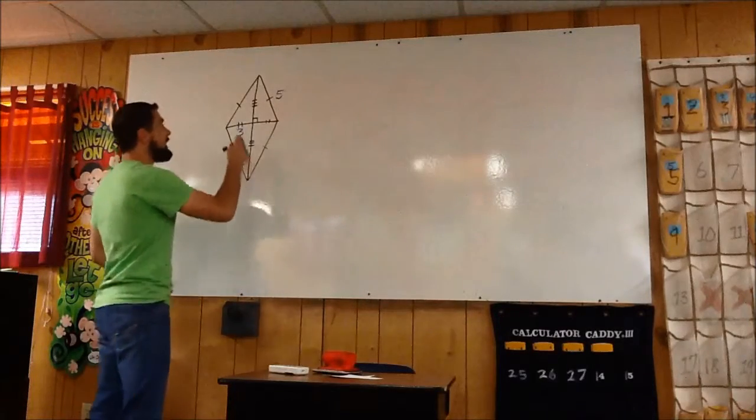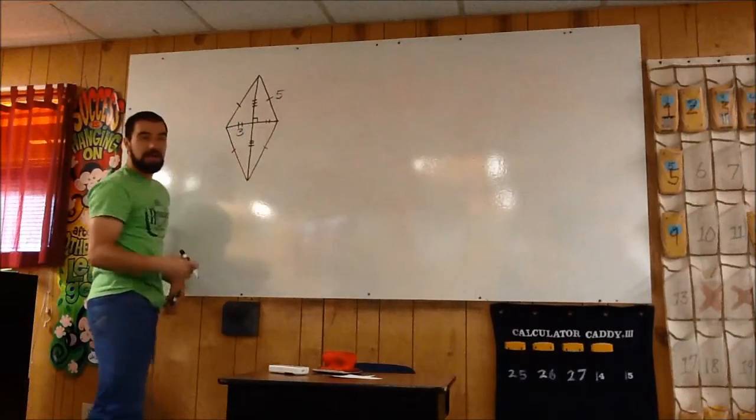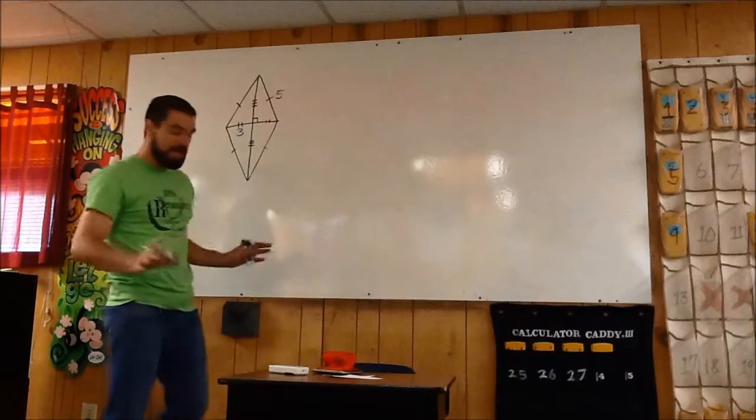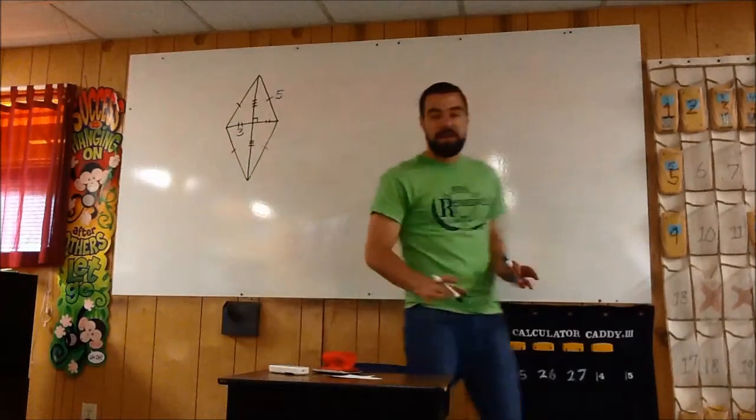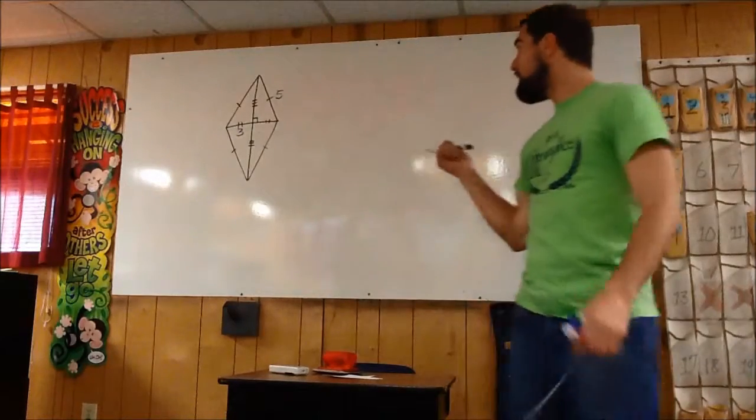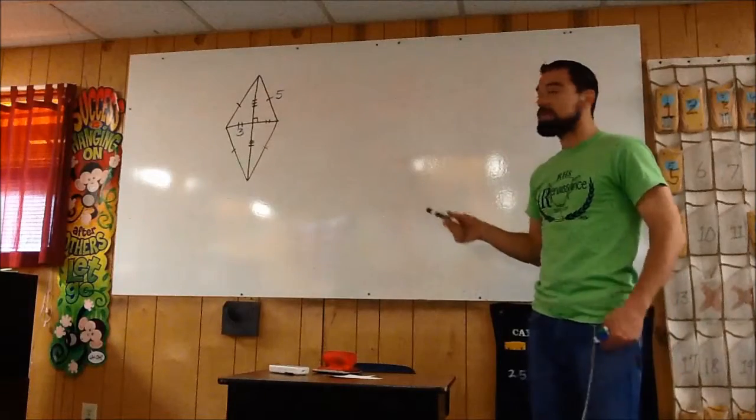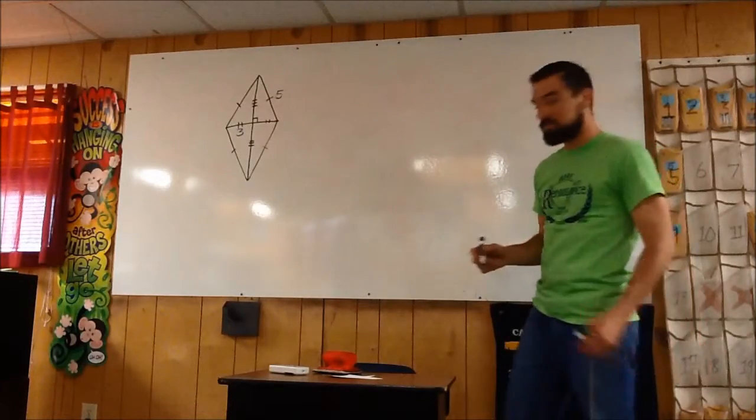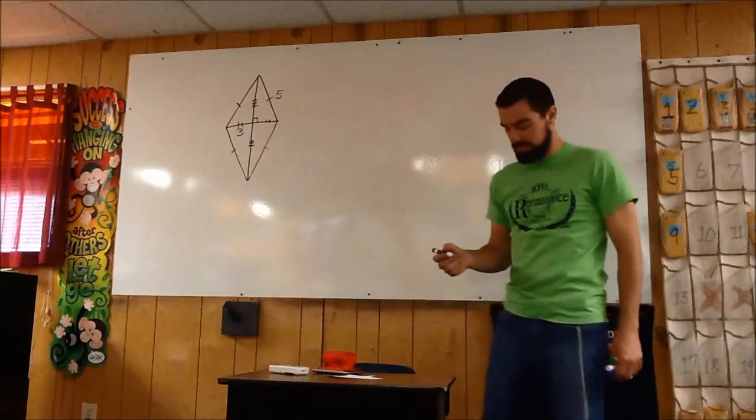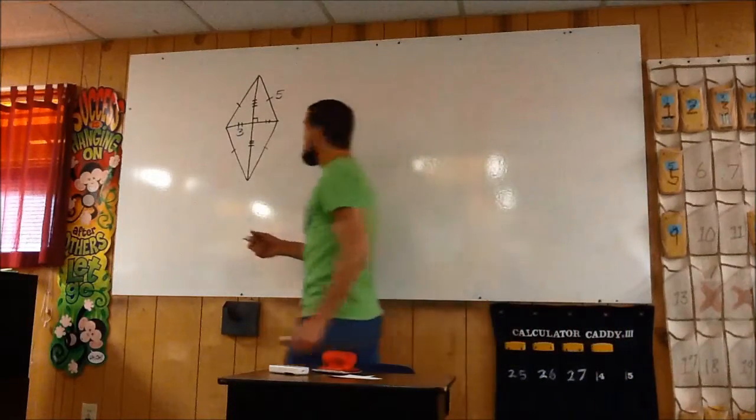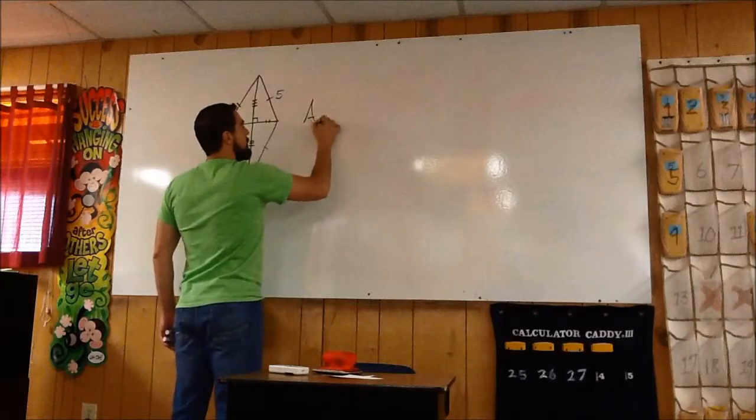Well, if I needed to find the area of this entire shape, without using the formula for the area of a rhombus, how could I go about finding the area of this whole rhombus? What's up, Carson? Nick. Finding the area of the triangle and multiplying by 4. Yes, sir. Thank you, Nick.